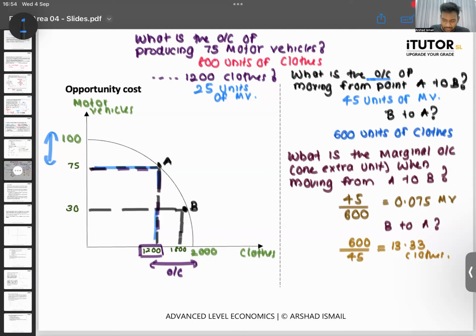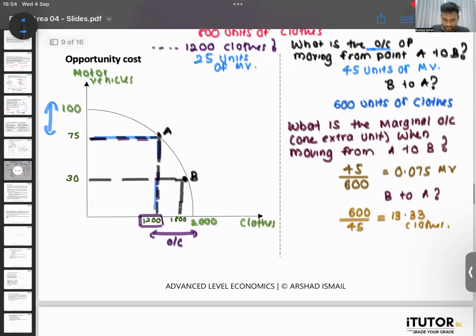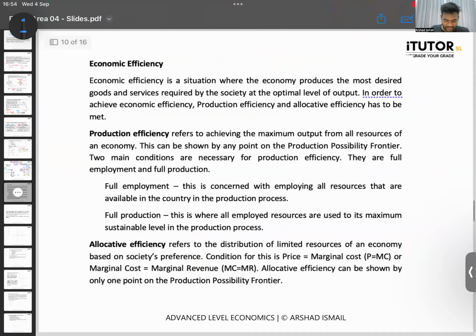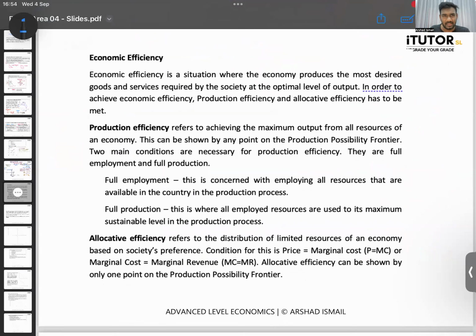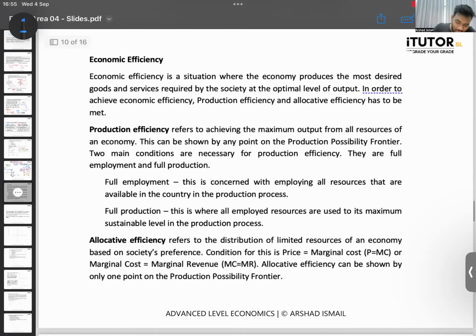Done. Then we will move into this concept, economic efficiency. This is not a very difficult concept, but something that we always test. Now, a PPC shows different combinations of goods. There are so many points on a PPC. There are points outside, points inside, and points on the PPC.